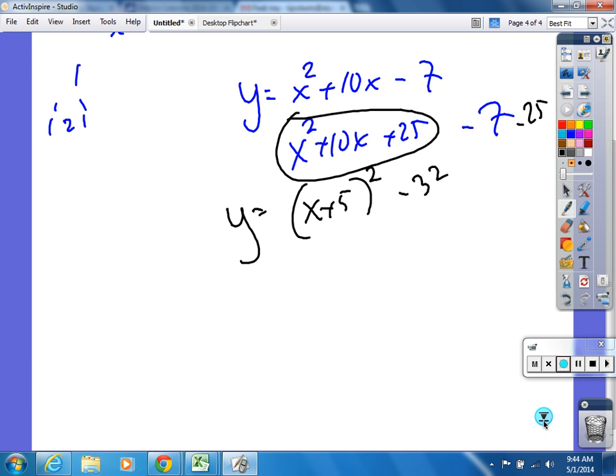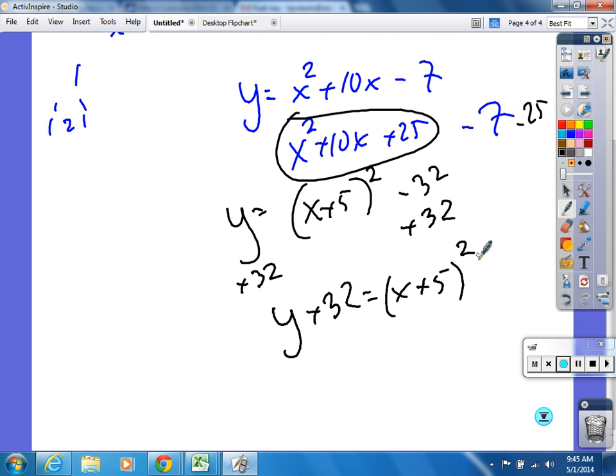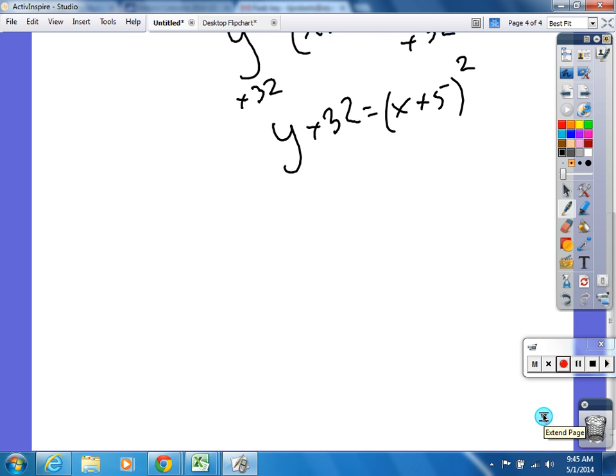So notice, is this in standard form of a parabola that we've learned in those two formulas? Well, this is in vertex form. Standard form, remember, is the x squared is all by its lonesome. So therefore, I'm going to add the 32 over to this side. So y plus 32 equals (x plus 5) squared. Everybody see that? Yes, no, maybe so?